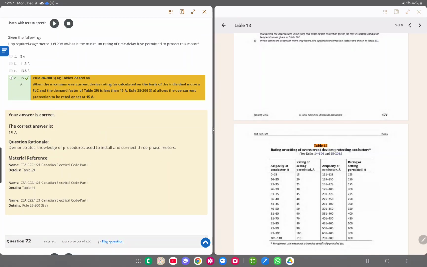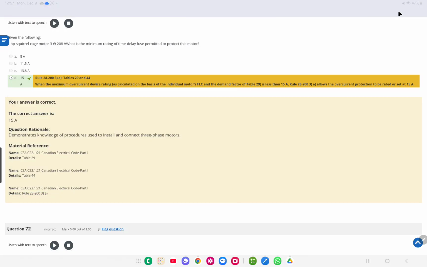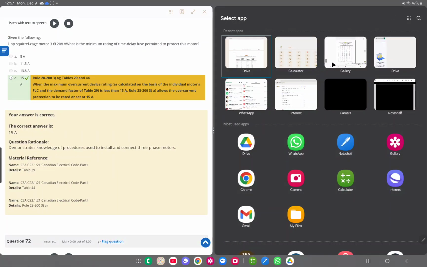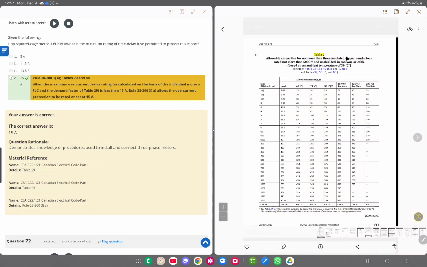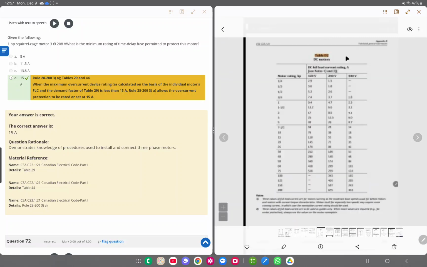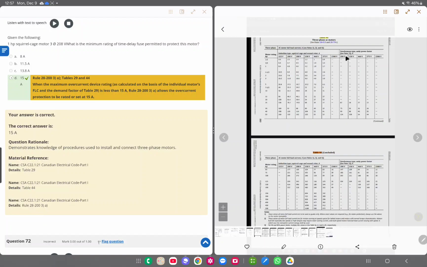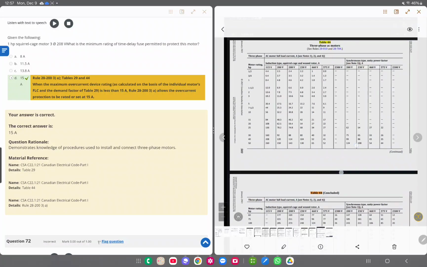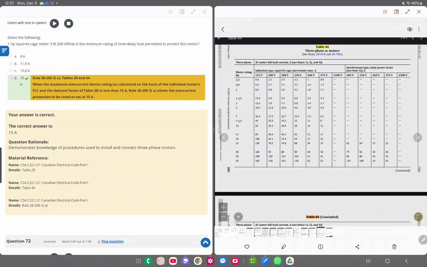Here we have a 1 horsepower squirrel cage motor, 3-phase 208. What is the minimum rating of time delay fuse permitted to protect this motor? So it's still 3-phase. Right? So we got a 3-phase motor. It's squirrel cage, so we're looking at the left side.